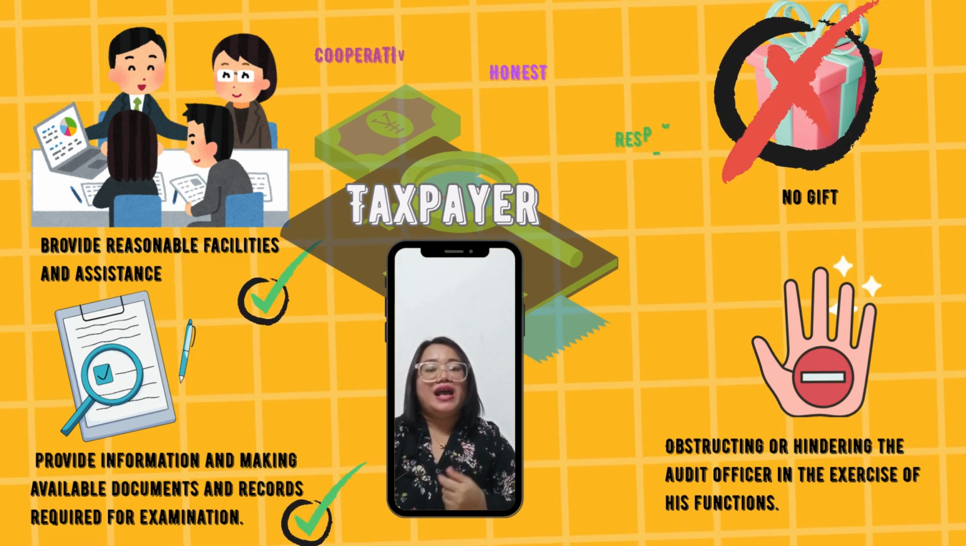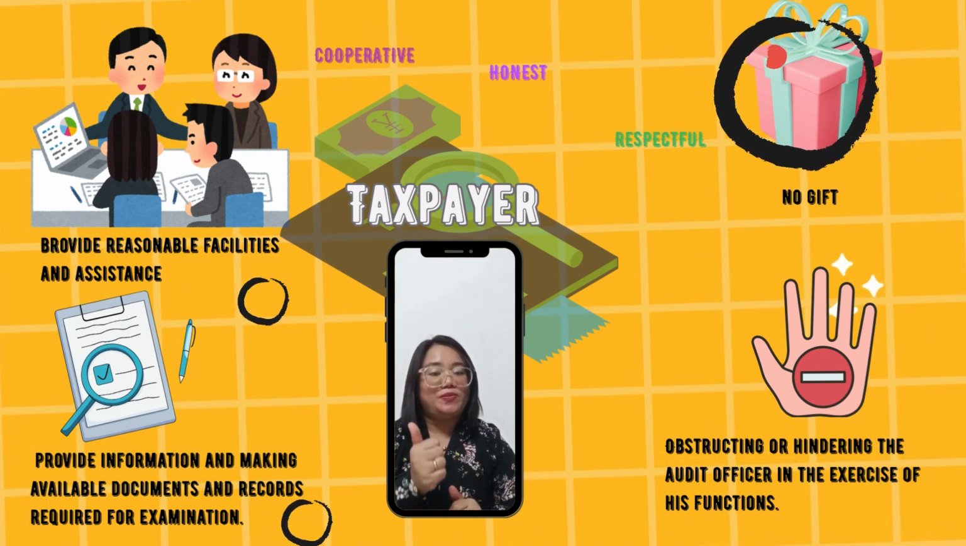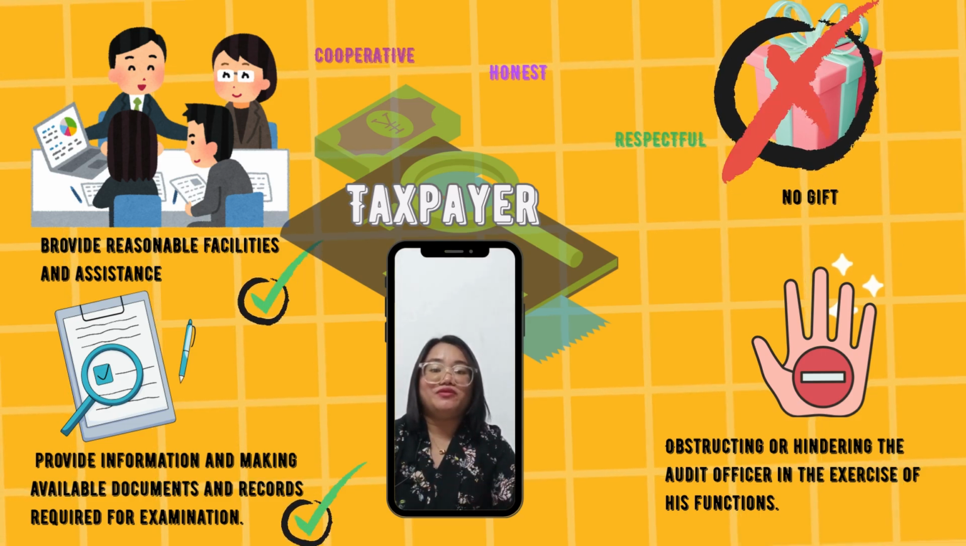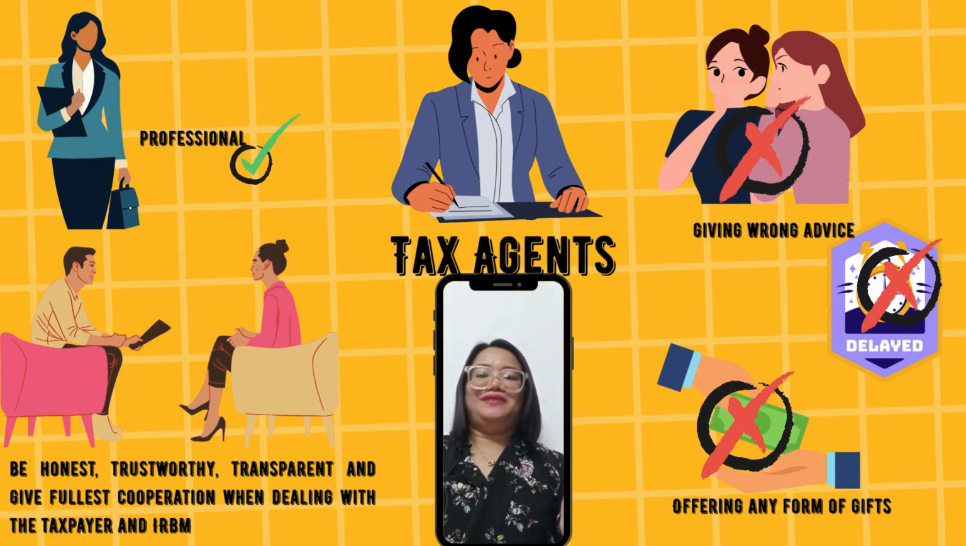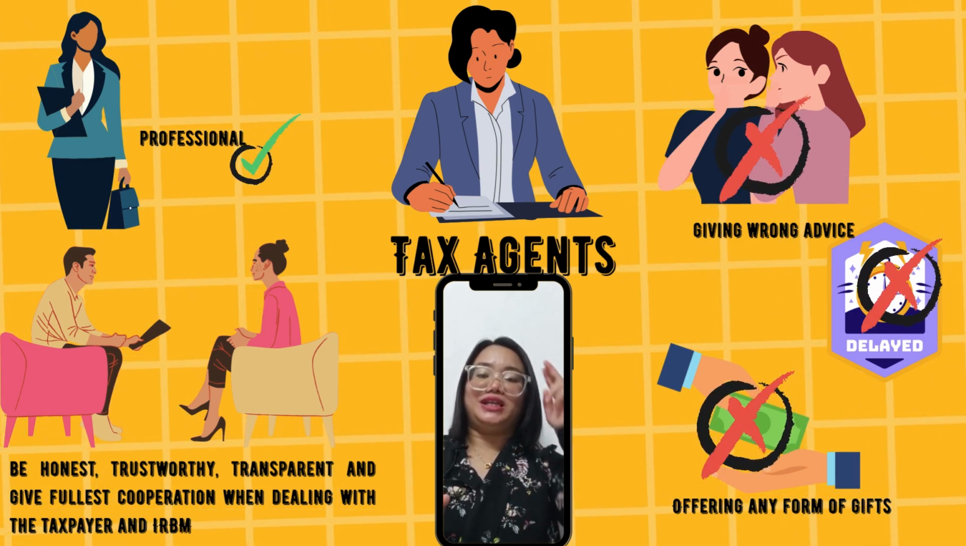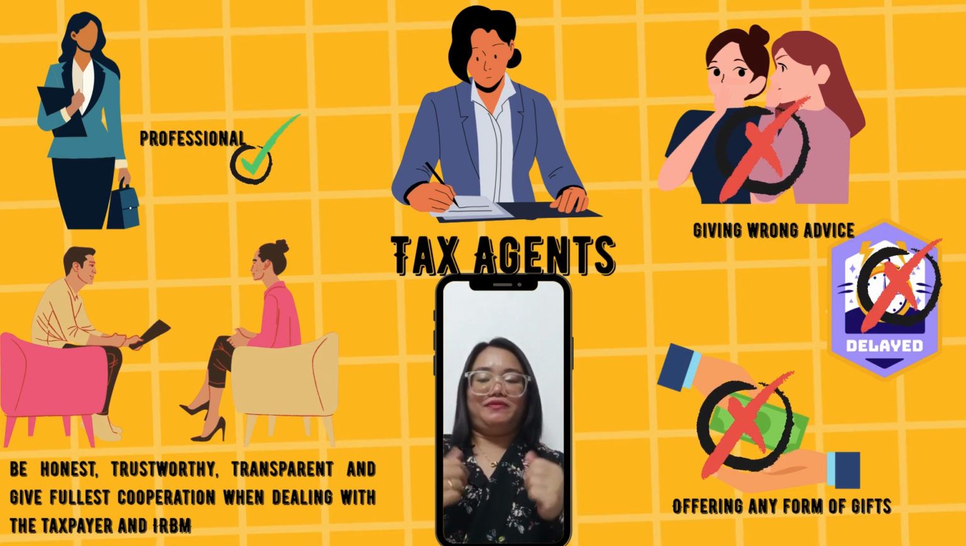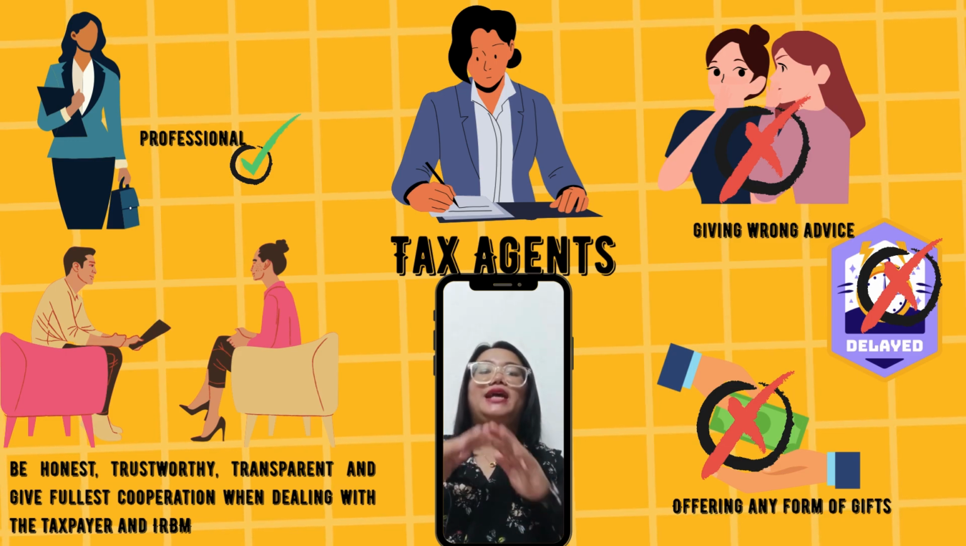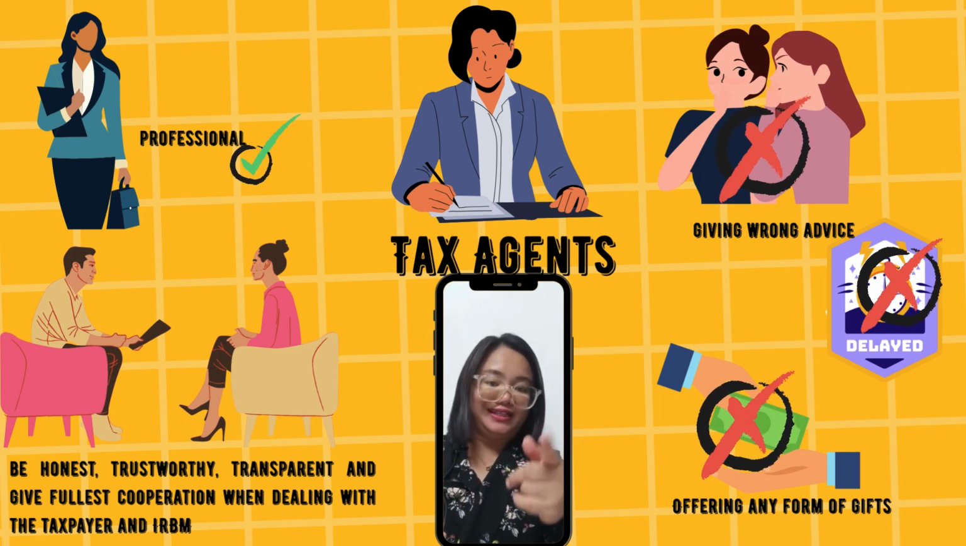Taxpayers like Sarah, as taxpayers, we should be cooperative, honest, and respectful, ready to provide full and accurate information, and offer reasonable assistance during the audit process. Lastly, for the tax agent, a tax agent must be knowledgeable, trustworthy, and act with integrity. Be transparent with both the taxpayer and the IRBM, and never delay the process or give misleading advice. Like everyone else, they must never misuse information, accept bribes, or give gifts to the auditors.